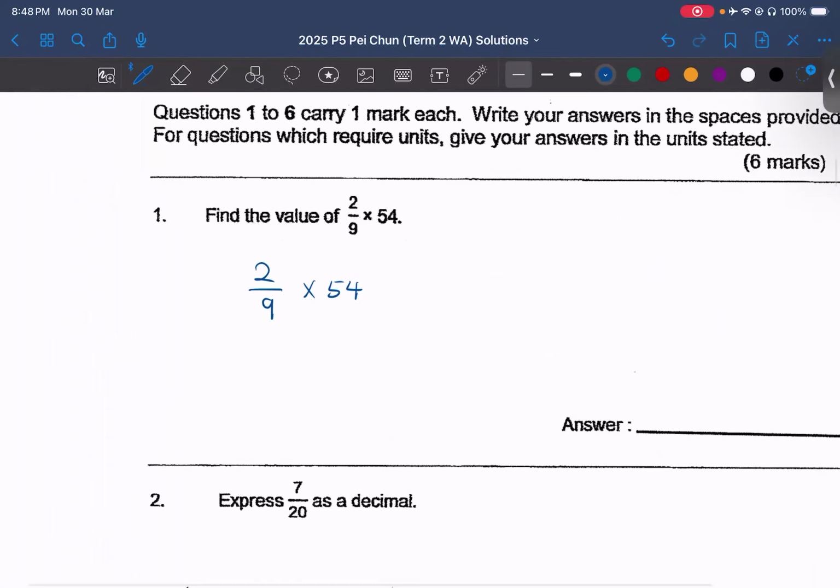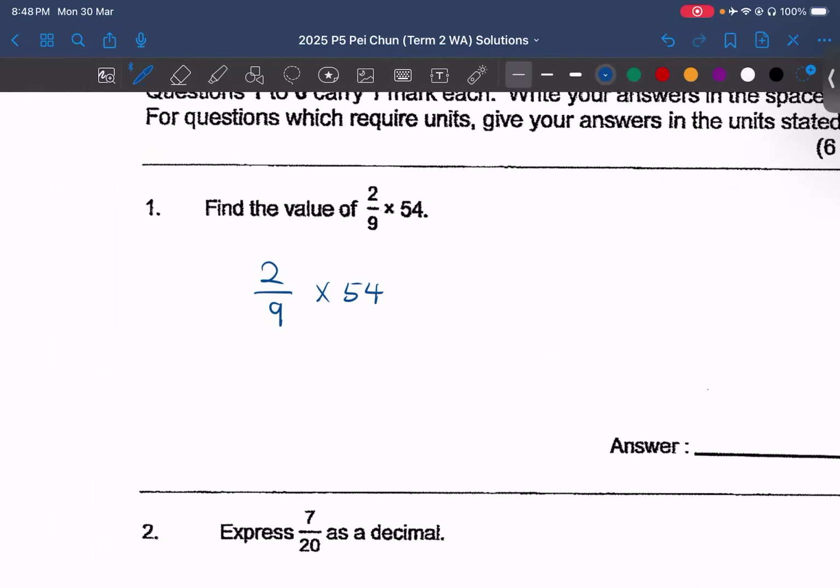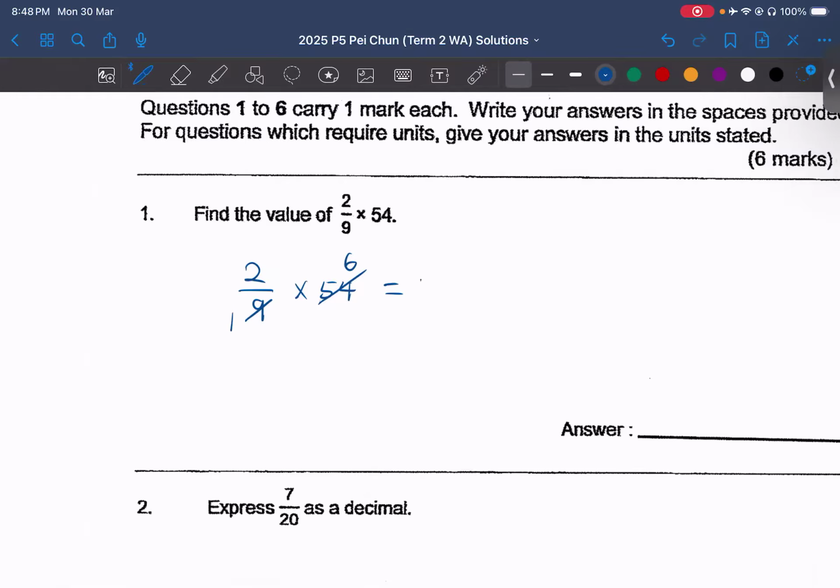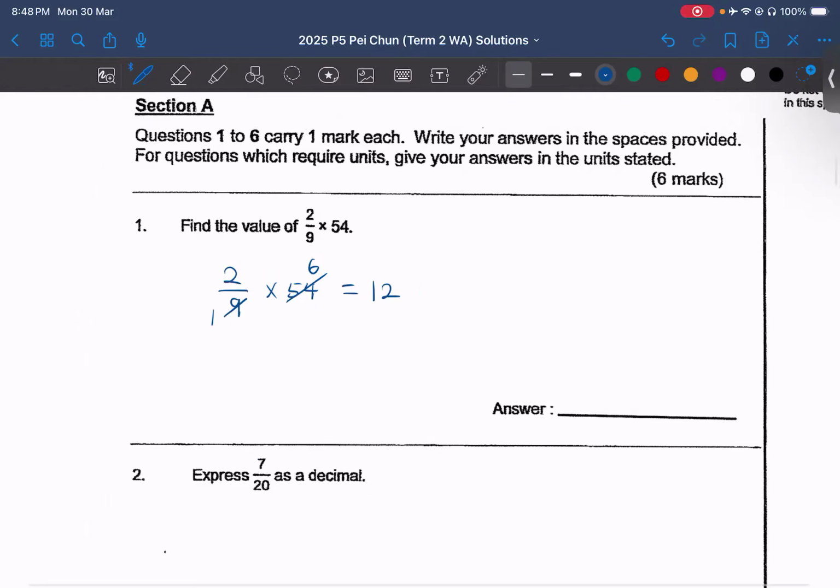So what we can do here is cancel the denominator of the fraction with the whole number. In this case, because 54 is a multiple of 9, we can cancel. So 9 will become 1, and 54 will become 6. So what we have here is 2 over 1 multiplied by 6, which is 12. So my answer for question 1 is just 12.